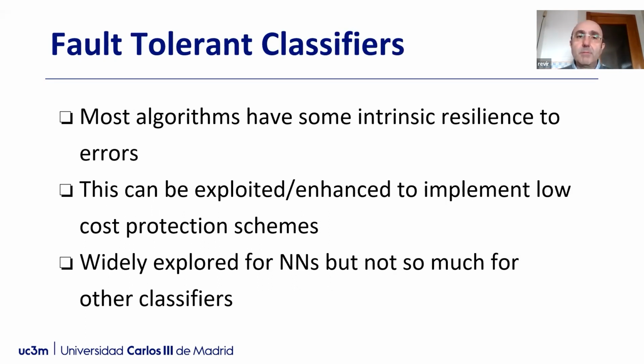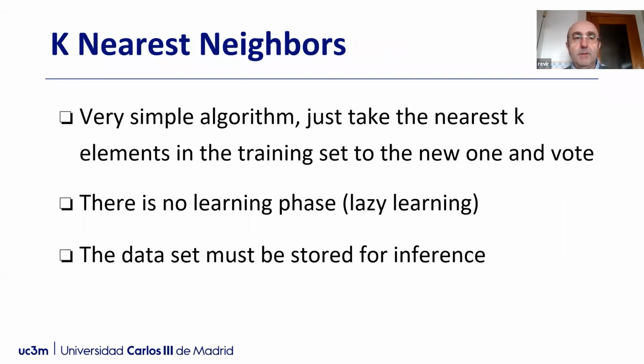Most algorithms have some intrinsic resilience to errors, and our idea is to exploit that to implement low-cost protection schemes. This has been widely explored for neural networks, because deep neural network accelerators require a lot of hardware, and therefore duplicating or triplicating to detect errors is not an option. But fault tolerance has not been that widely explored for simpler classifiers. So we will start with the simplest classifiers, which are very intuitive as well.